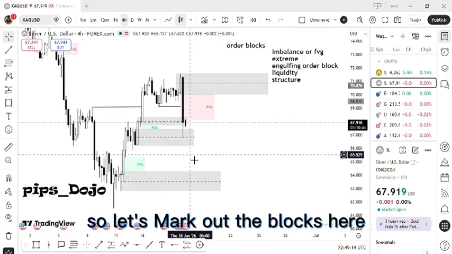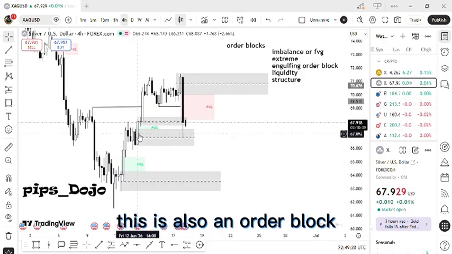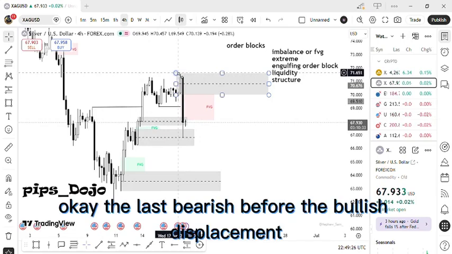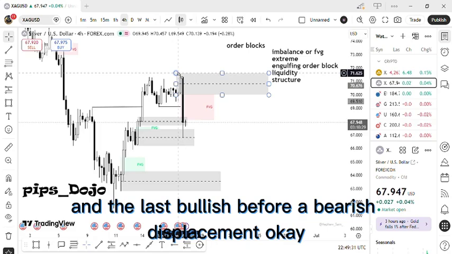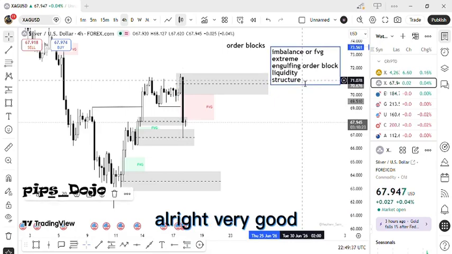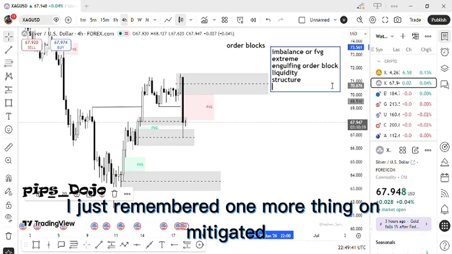So let's mark out the blocks here. As you've seen, I've marked out an order block right here. This is also an order block, this is also an order block, this is also an order block. The last bearish before the bullish displacement, and the last bullish before a bearish displacement. All right, very good. I just remembered one more thing: unmitigated.